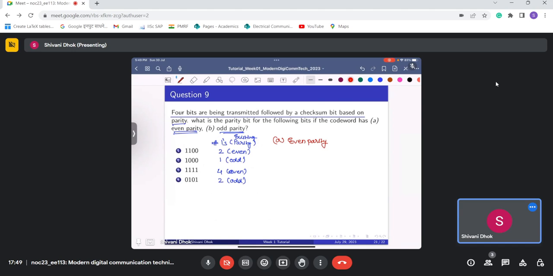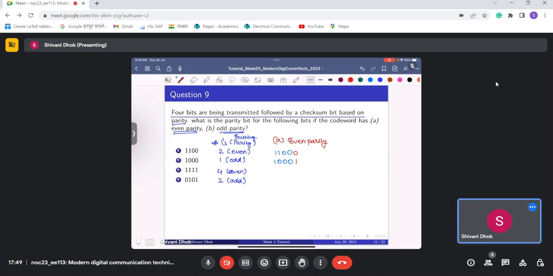Okay, so the first bit stream that we have is 1100. You observe that the existing parity itself is even, so it is already even and the bit that we should append is 0. Now let us look at the second stream, 1000. Here there is only one 1, which means the parity is odd, and we need to convert it to an even parity, so we need to append a 1 so that its parity becomes even.